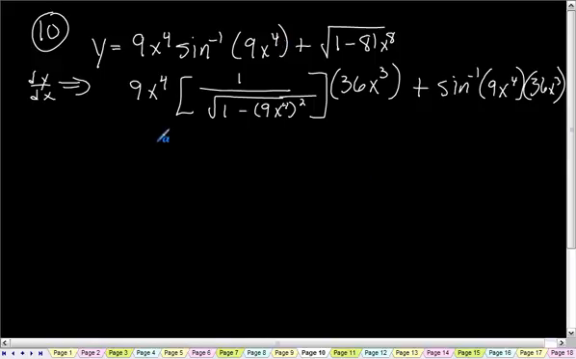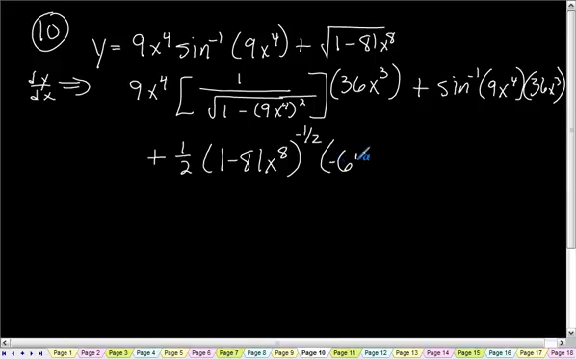Now we're going to do the derivative of the second part right here. Plus 1/2, because the square root is the 1/2 power, 1 minus 81x to the 8th. Take away 1 from 1/2, we get a negative 1/2. And we take the derivative of the inside. The derivative of the inside will bring the 8 times 81. So it's 81 times 8, 648, minus 648x to the 7th.